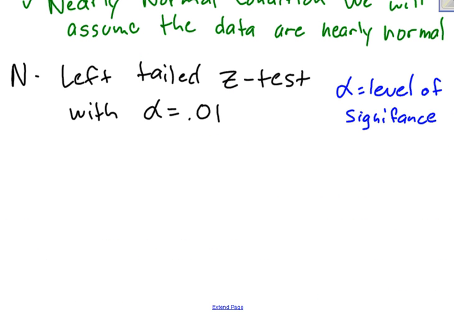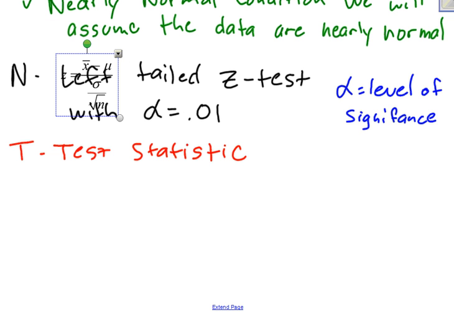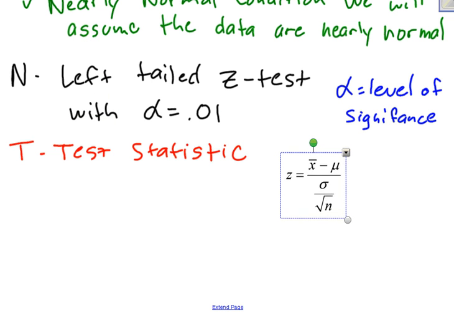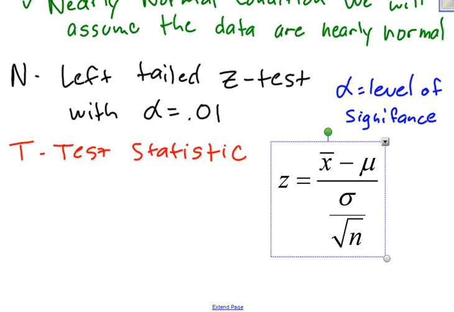Now I'm going to bring in a formula for my test statistic. Here we go. T stands for my test statistic. And where is it at? There it is right there. Let me pull this over so we can see it. This is the formula for my test statistic.